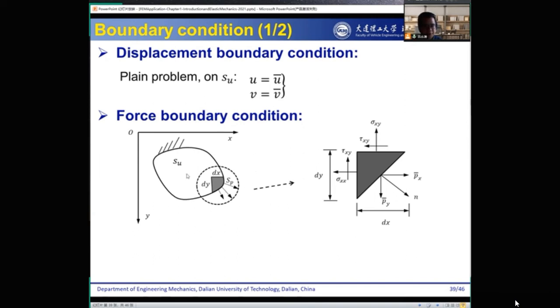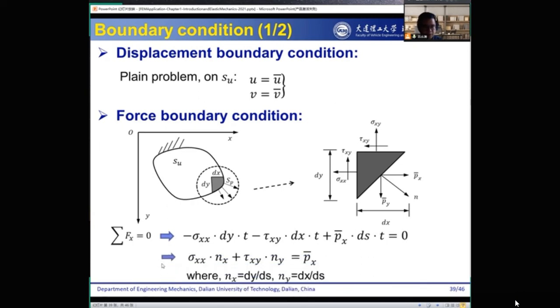Now we have the force boundary condition. This is the object, and at a certain region, we know the force. Because we are dealing with static problems, we can set up the equations to link the forces by using the equilibrium equation. All the force in the x direction equals 0, and all the force in the y direction also equals 0.